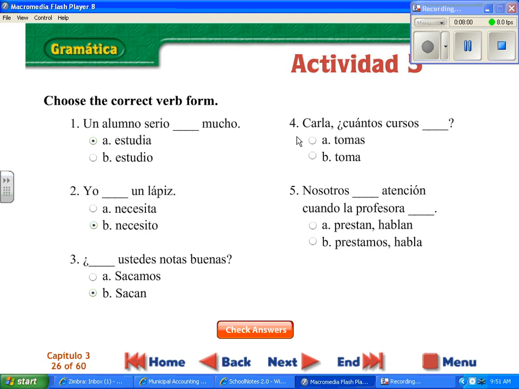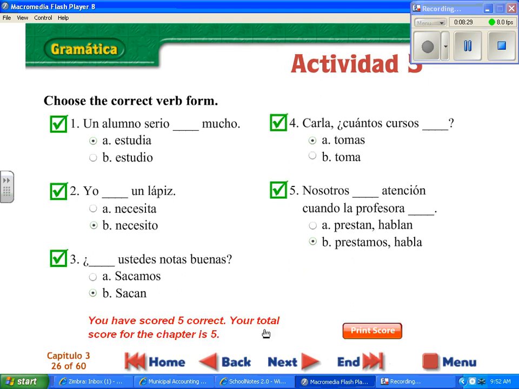Someone is talking to Carla. Carla, ¿cuántos cursos tomas o toma? Correcto. We use the tú form. Tomas. Number 5: Nosotros prestan, hablan o prestamos y habla. Prestamos atención cuando la profesora habla. Correcto. Remember to use your verb foldables to practice the verb endings and memorize.